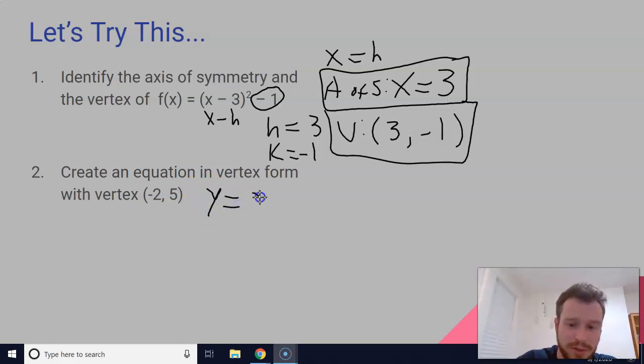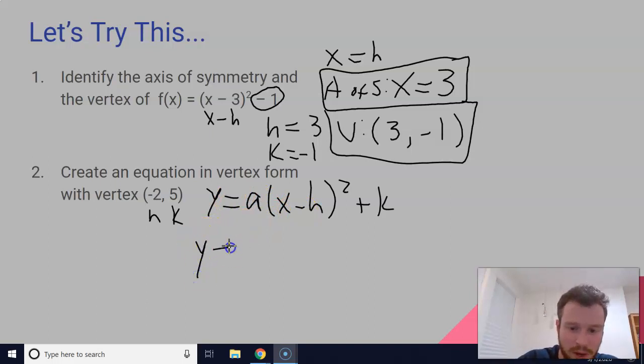Remember, it's y equals a times x minus h squared plus k. So we know h is negative 2 and k is 5. So we can make up any number for a. It's not going to change the values of our vertex. So we could say a is 1, so we don't even have to write that if a is 1.